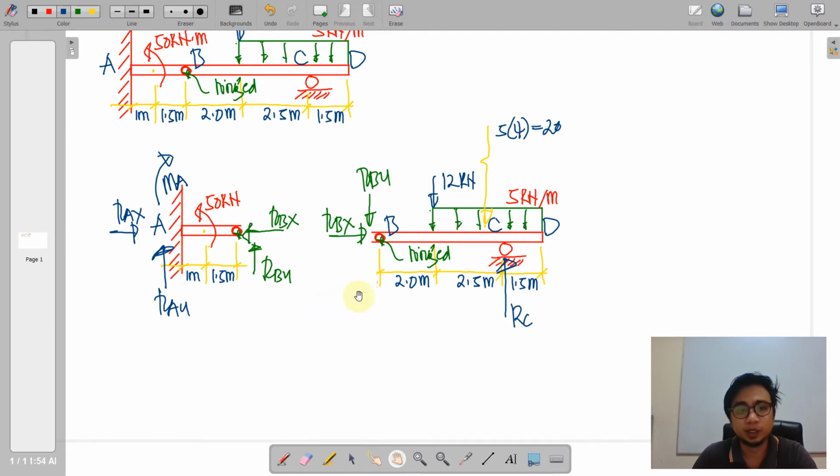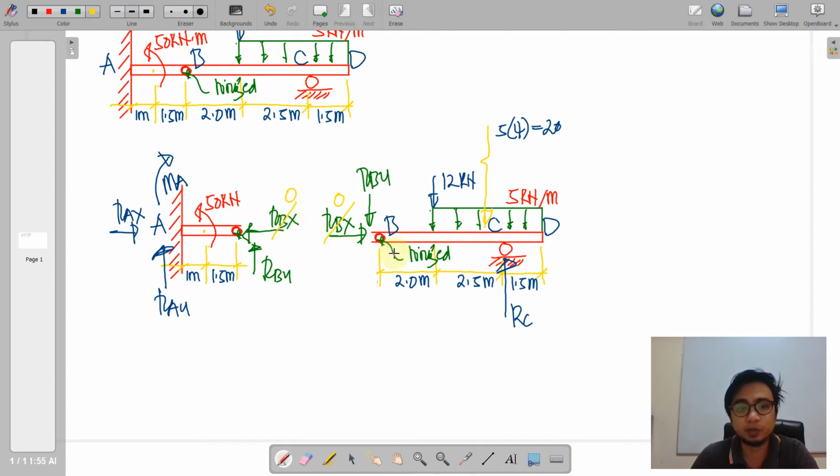So as usual, we are going to take moments at B and then solve for RC, take moments at C and then solve for these reactions. So first and foremost, RBX here is a horizontal one, and it is pretty obvious that there will be no horizontal reaction here, so you can just set that to 0 as well as that one.